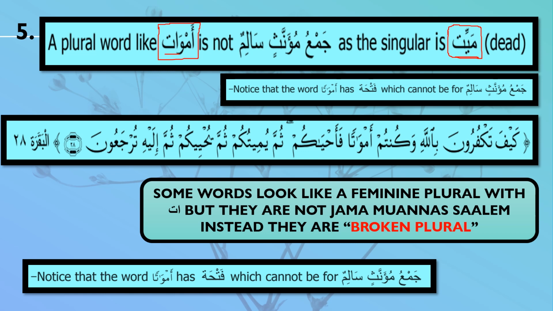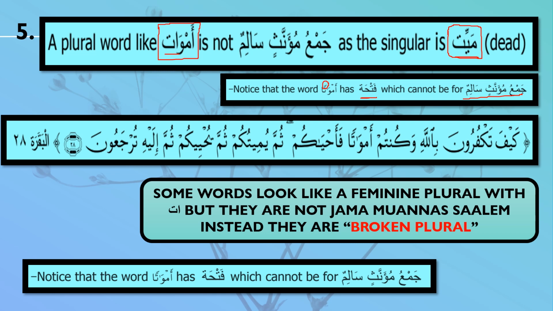So one may ask, there is alif wa ta, so how does one recognize that it is not a Jama Muannas? That's one point that I kept on repeating, that the Jama Muannas will never have a fathatain over it. So this is one point to recognize. Notice that the word Amwat has a fatha, which cannot be for Jama Muannas Salim. So this is the most important point.